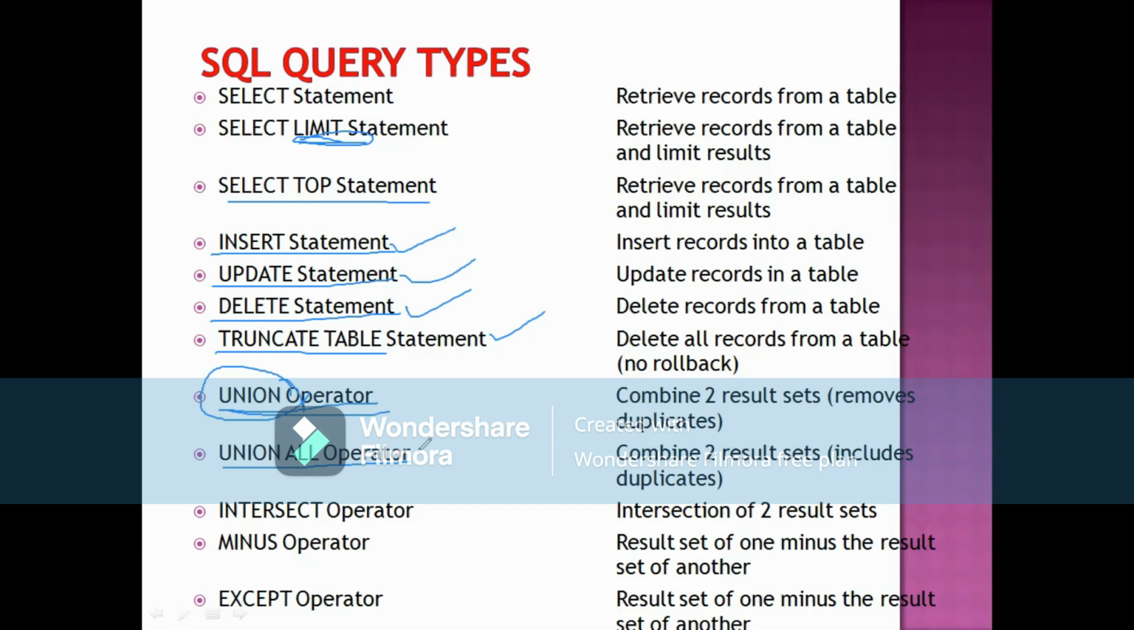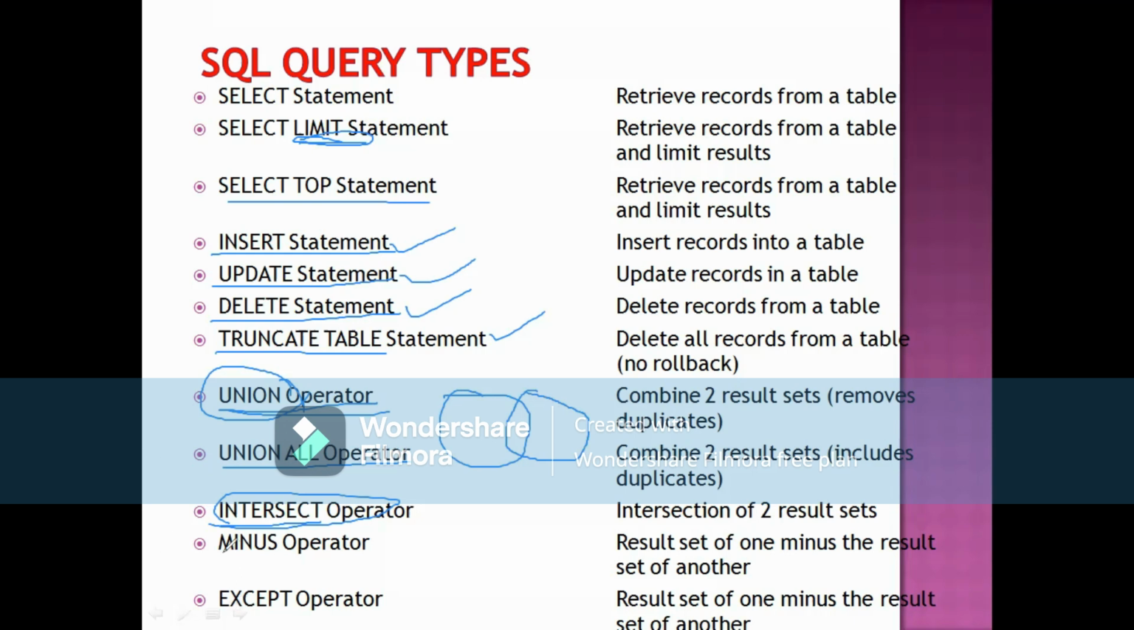Next one is the insert operator. The main function of the insert operator is that we can insert the data. Sorry, this is the intersect operator. Next one is the intersect operator. What is the intersect operator? The main function of the intersect operator is the intersection of two result sets. These two result sets undergo the intersect operation.